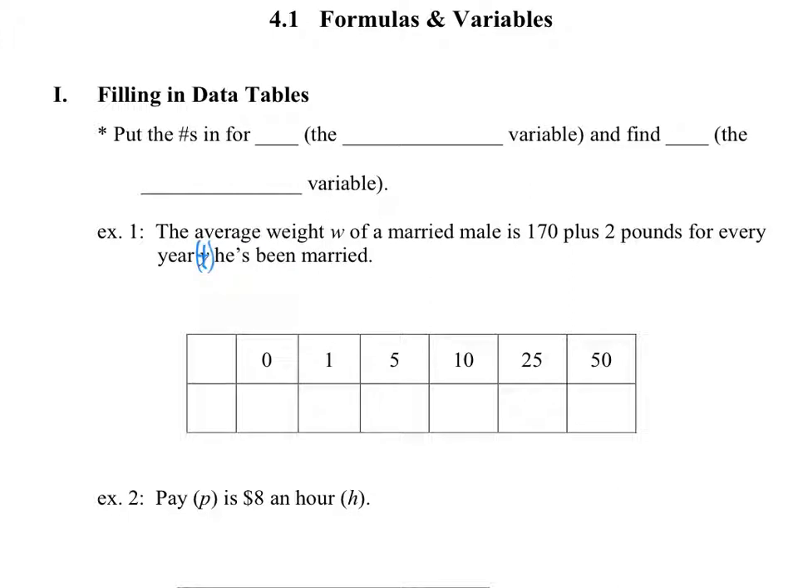So basically, here's kind of what we're doing. The first line there, put numbers in for x. And it's not always an x. Sometimes it'll be a different letter, but basically it's the independent variable.